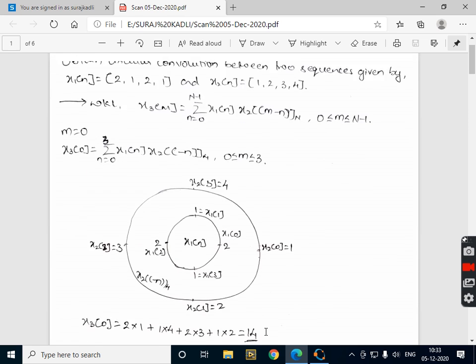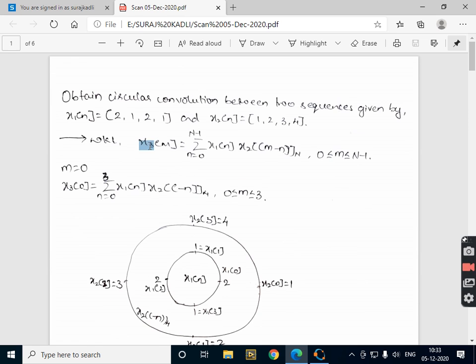Now in the first program, we'll try to implement this circular convolution expression as it is. Now to implement this in the Octave environment, we'll be using for loops. We'll be using two for loops because there are two indices here.